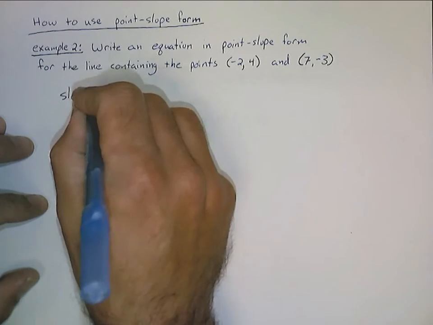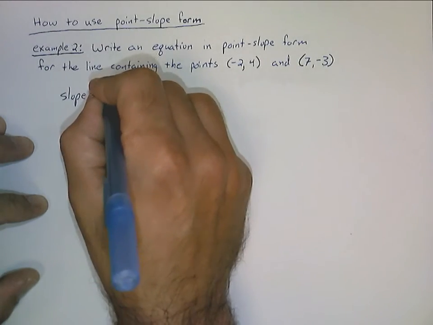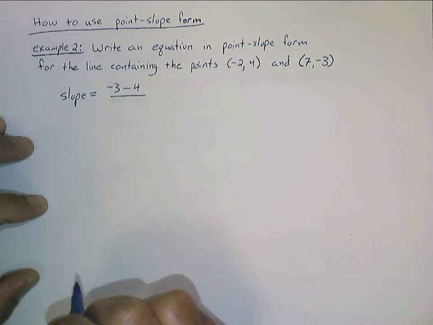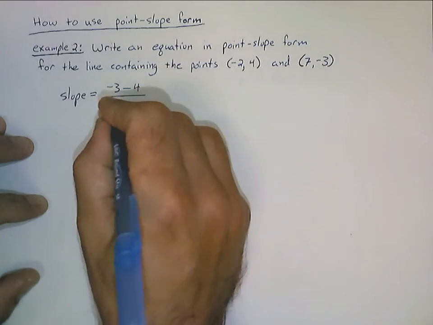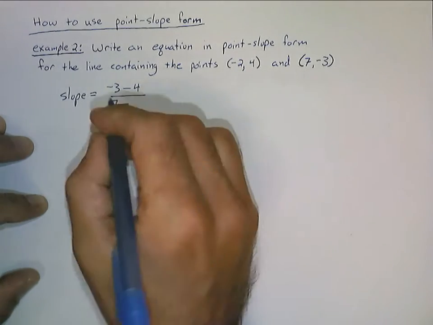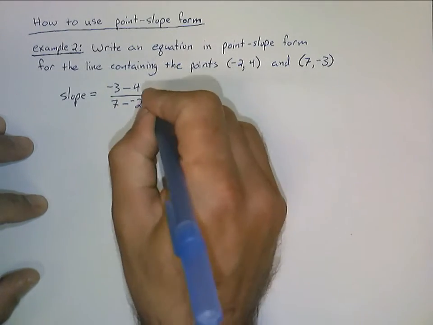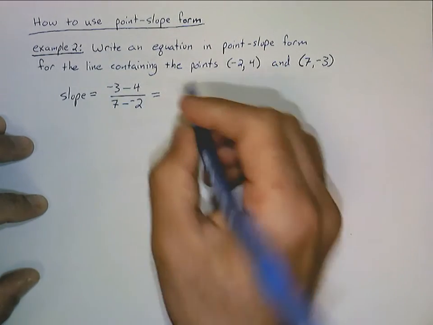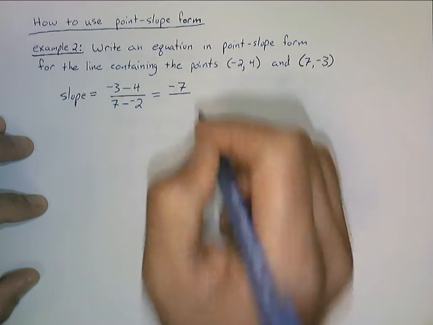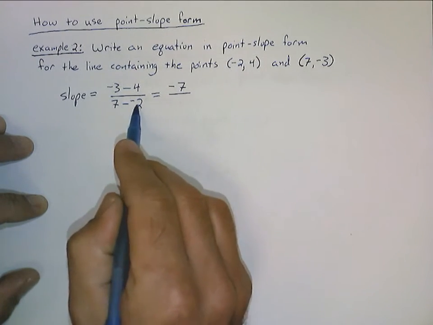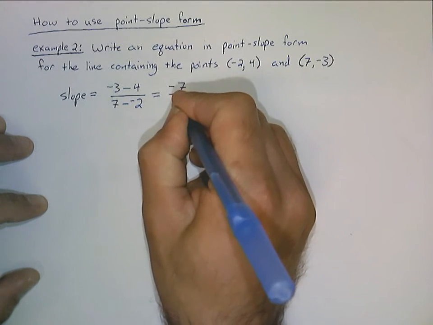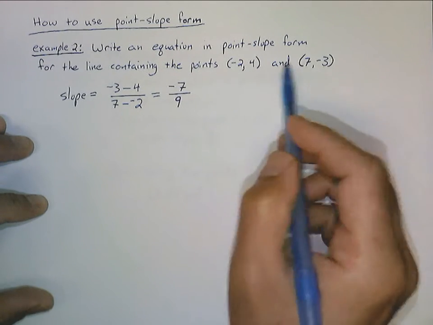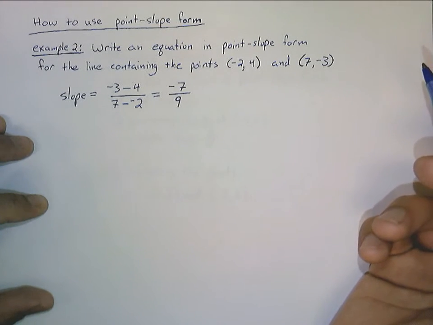But we know how to calculate the slope. It's the y-coordinate of the second point, -3, minus the y-coordinate of the first point, 4, all divided by the x-coordinate of the second point minus the x-coordinate of the first point. Do a little simplification. -3 minus 4, that's -7. And 7 minus -2, that's 9. And now we can just take either point and plug it into our point-slope form.